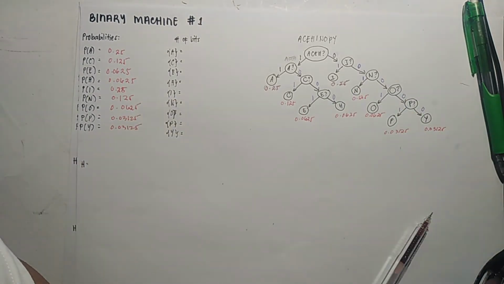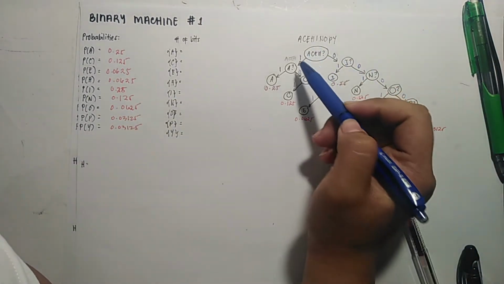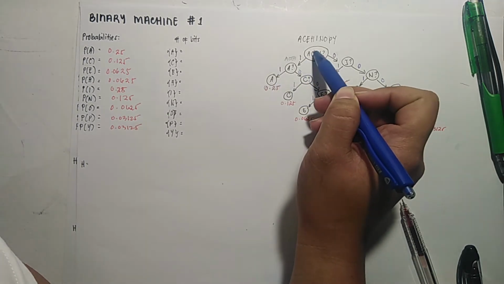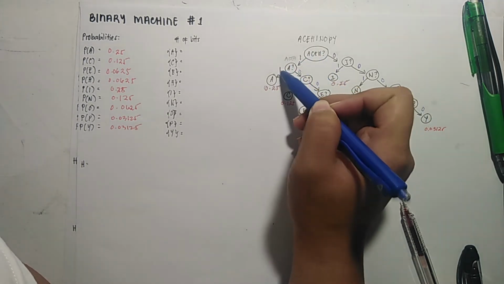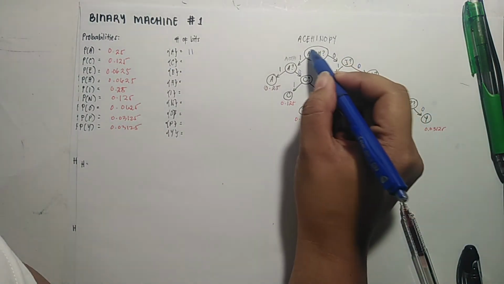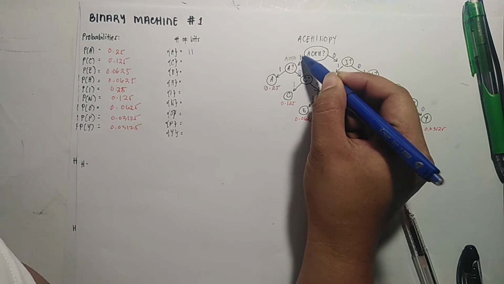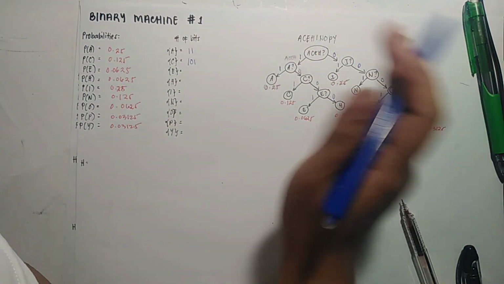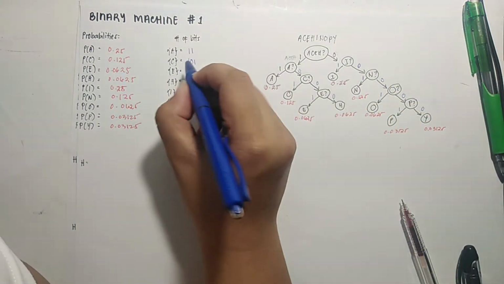For the number of bits, we will follow the pattern. For the letter A, the pattern is 1 1, so that would be 1 1. And for the C pattern, the pattern for C would be 0 1 0 1. And the rest I will just do.